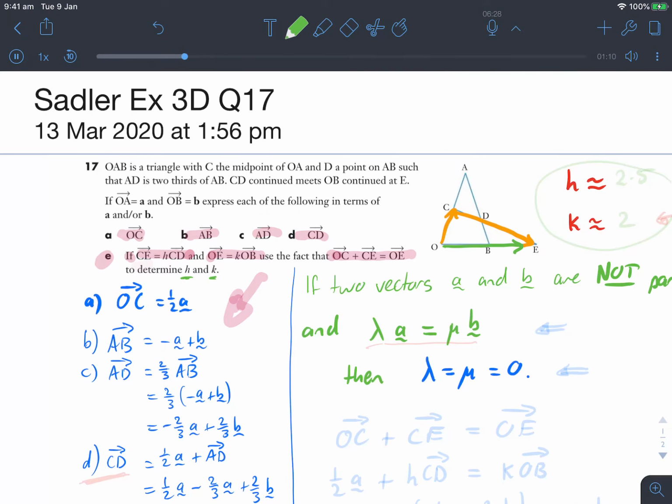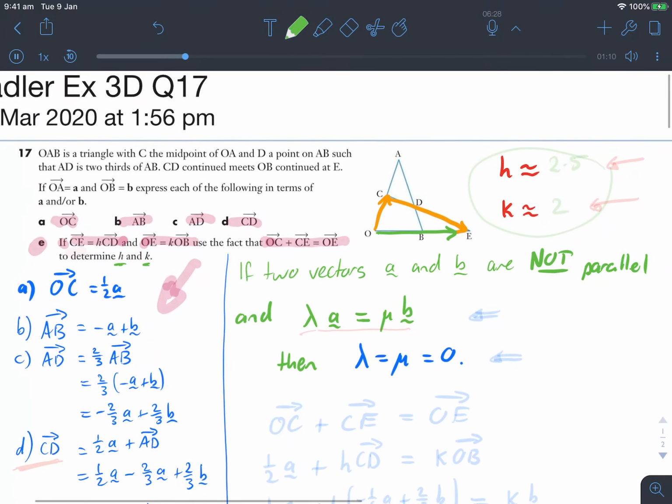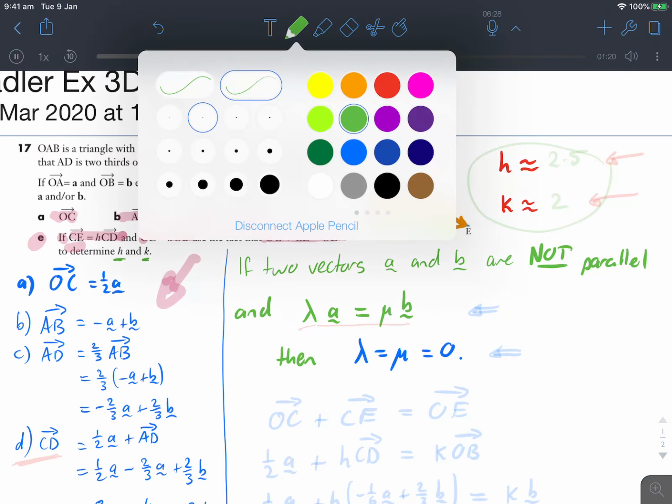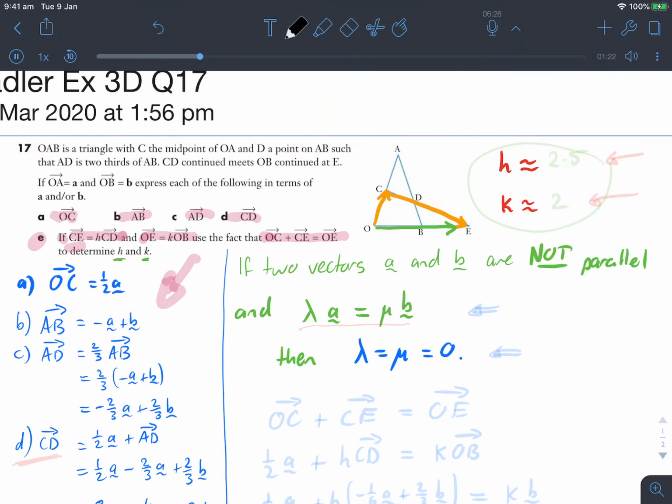Now if we have a look at it, the first thing to note is that because CE is equal to H times CD, just looking at it, it looks like H might be equal to perhaps around about 2.5. And the K value, so OE is equal to some scalar multiple of OB, looks like it might be perhaps equal to 2, just to give us a ballpark figure, and we'll go from there.